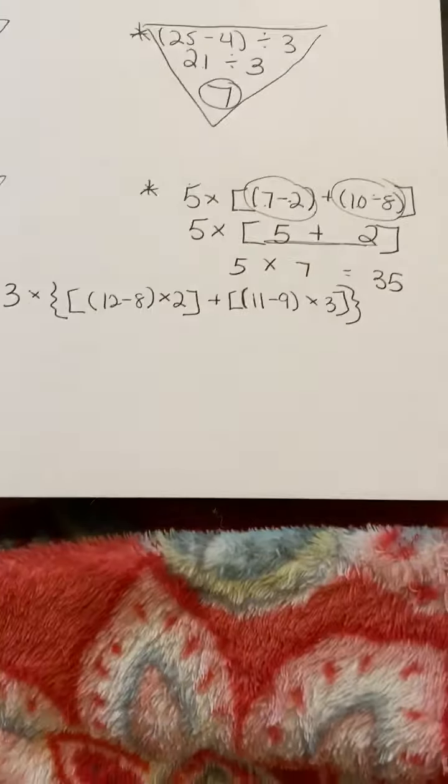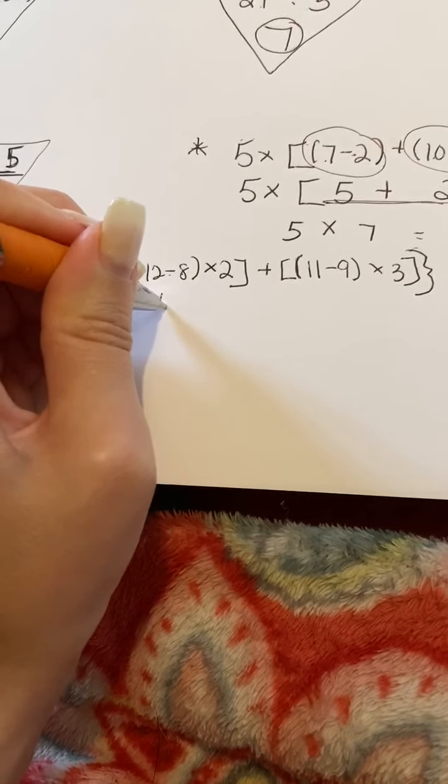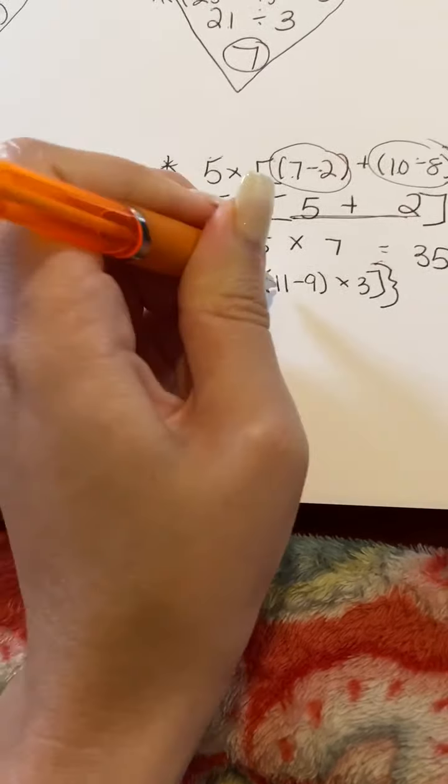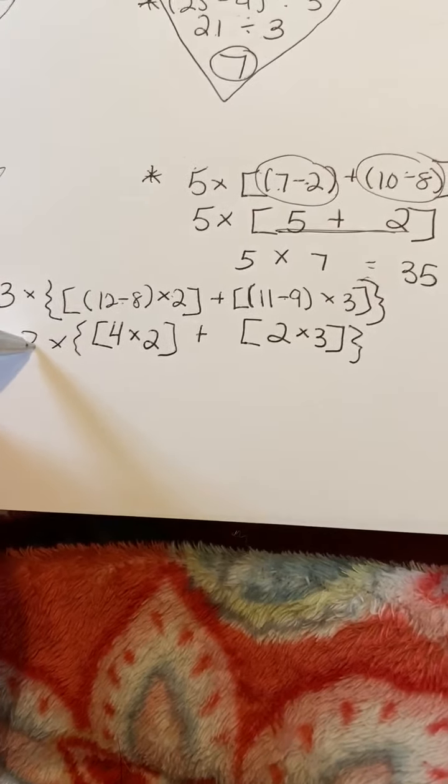Okay, so now finally you're going to get these fancy things. So you do the same thing I did before. You go to your normal parentheses. 12 minus 8 is 4. 11 minus 9 is 2. Okay, and then I drop everything else down. I drop the times 2 down, I drop the times 3 down, and then I drop my brackets, that symbol, bracket, fancy thing, fancy thing, times 3. Whew.